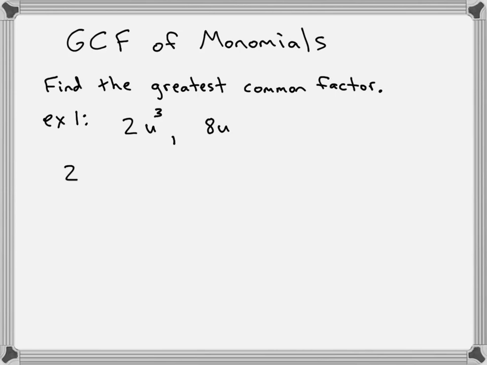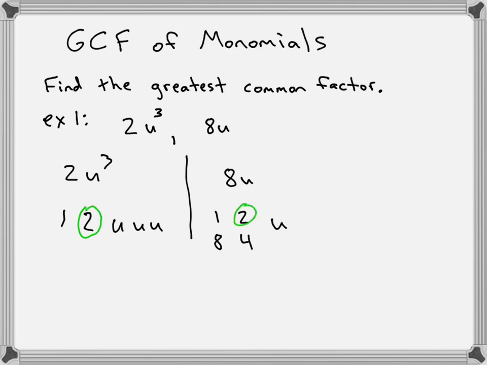The first one, the 2u cubed, our factors are 1 and 2, and then there's 3 u's. On the second one, the 8u, you have a 1 and an 8, a 2 and a 4 as your factors, and a single u. What is in common to both? There's a 2 and a single u that is in common to both. So your GCF would be 2u.